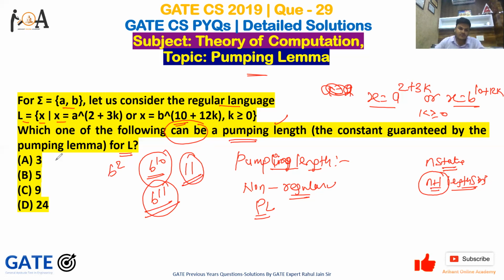So if you see, option A is eliminated, B is eliminated, C is eliminated because they are less than 11. Only option D is here, which is greater than 11. So option D is the correct answer for this question.